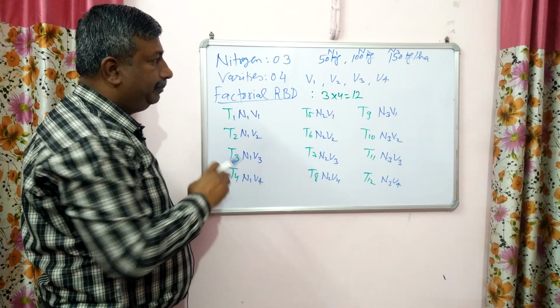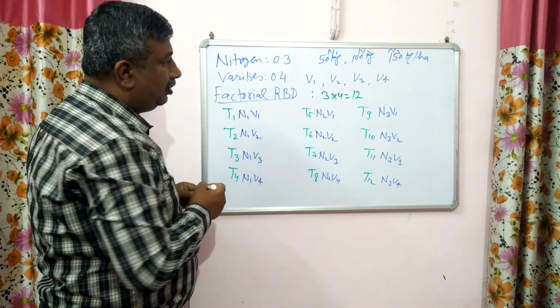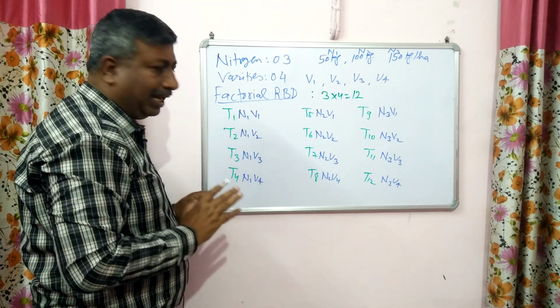तो उसमें कोई प्रॉब्लम नहीं है, किसी भी तरह से बना सकते हैं, हमने इसको इस तरह से बनाया. It means there are 12 treatments and these are T1, T2, T3, T4 like that.